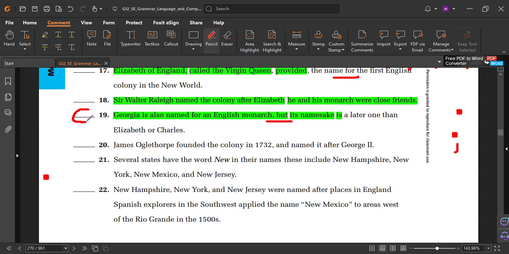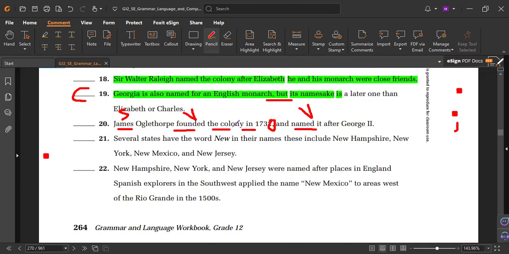Okay. Right. Number 20. Let me prove it. James is the subject, found is the verb, colony is the object, and then a phrase, so it is complete. He said and named it. Here we have another verb, so it's a compound predicate, two verbs done by one subject. So you must delete this comma. This comma should be deleted. Okay. That's fine. What else?